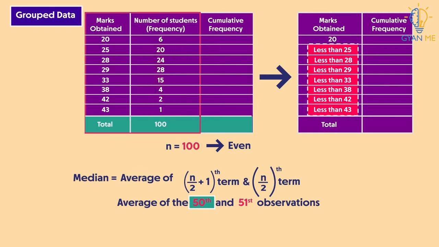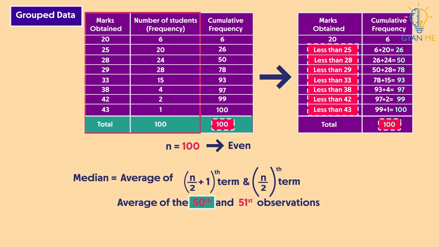So the first entry in this new column will be 6. Second will be 20 plus 6, that is 26. Next will be 26 plus 24, that is 50, and so on. Again, we can verify this cumulative total by checking the total of all frequencies and the last cumulative frequency. It should be equal, and that is 100 here.